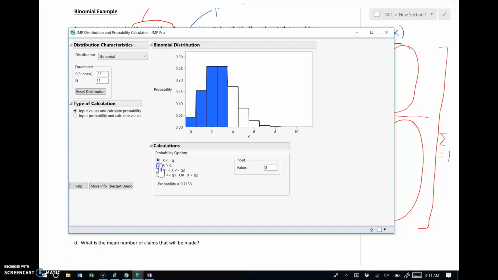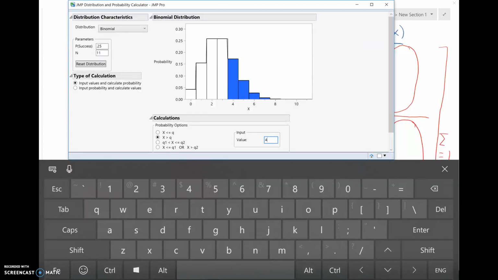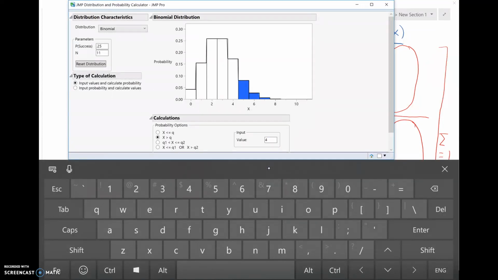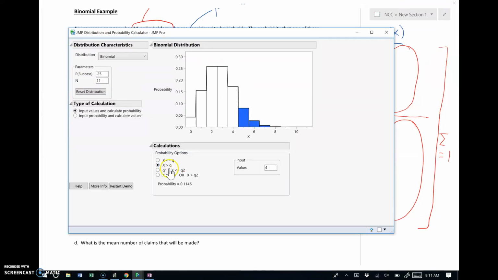Or this button right here, if you put 4 in there, which is weird because it's talking about being 5 and greater, right? But look at the calculator. That's the key. It says greater than that. If it said greater than or equals to, it would be great. Now look at the picture. It's shading 5, 6, 7, and 8, and then you can't even see the bars' heights afterward because they're so small. All right, so I'll just use this feature right here. You get 0.1146.